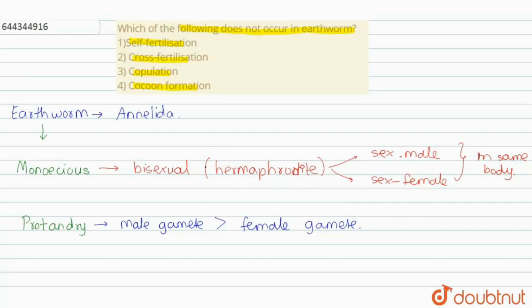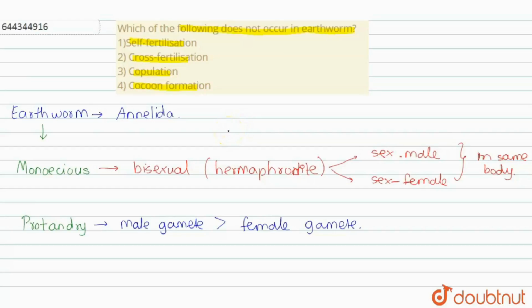Now what will happen because of this? For sexual reproduction we have to do fertilization, and fertilization can occur only when the male gamete and the female gamete are maturing at the same time. When the male and female gamete mature at the same time, then only self-fertilization can occur, that is, the male gamete can fuse with the female gamete in the same body of the organism. Otherwise, if the male gamete is not maturing with the female gamete, the male gamete has to go and fertilize the female gamete of some other earthworm.